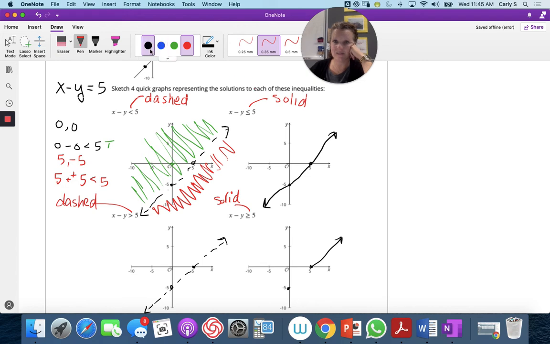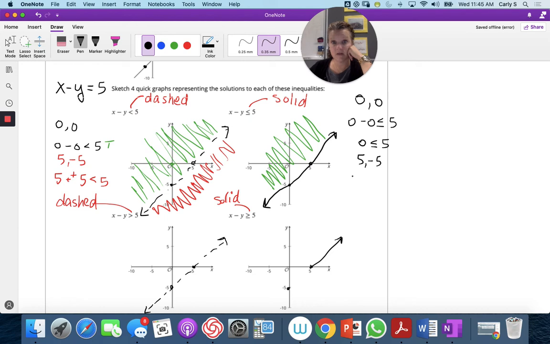All right, let's do the same thing. I'm going to test 0, 0. 0 minus 0 less than or equal to 5. Is 0 smaller than or equal to 5? Yes. Now let's test 5 comma negative 5. 5 minus negative 5 less than or equal to 5. No, that is false. So that needs to be a part of not the solution.